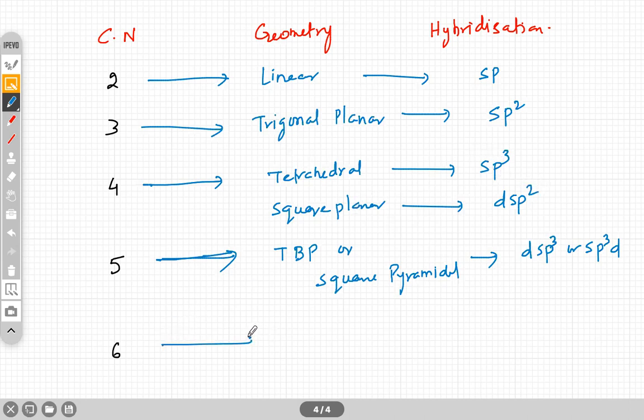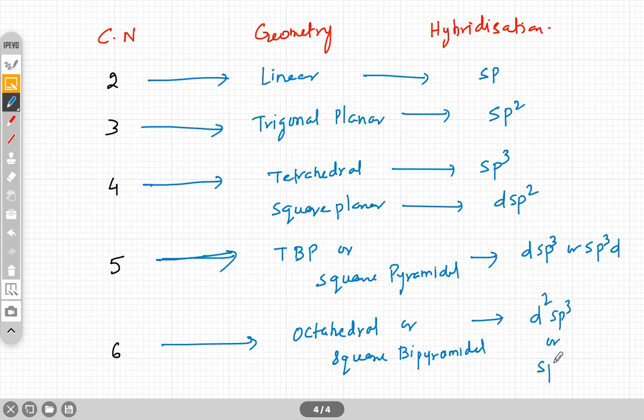If it is 6, then we can have octahedral or square bipyramidal. Both are the same thing only. Octahedral or square bipyramidal. And the hybridization is d2sp3 or sp3d2.